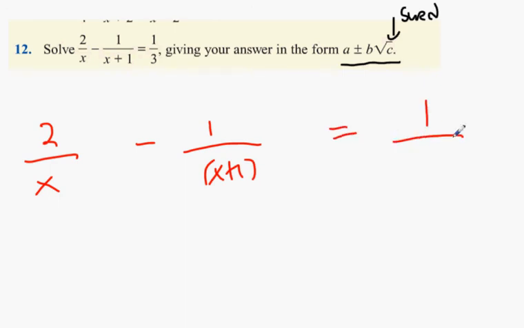Okay, perfect. Multiply them by what they don't have. What does the x not have? 3 and x plus 1. What about this one here? 3 and x. Just keep them the same order. This one here.